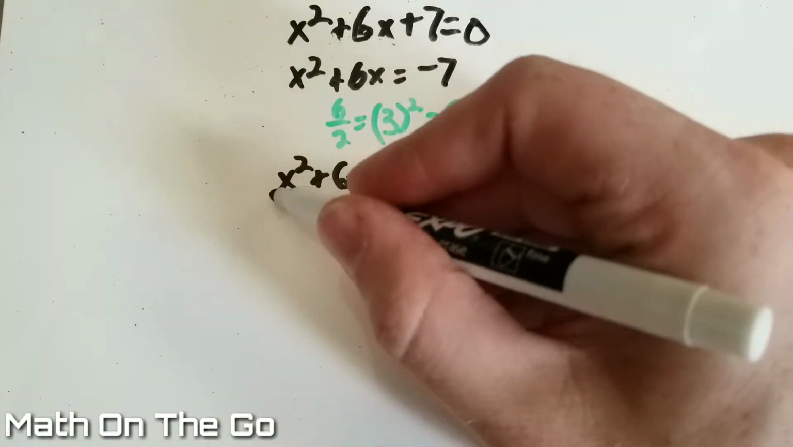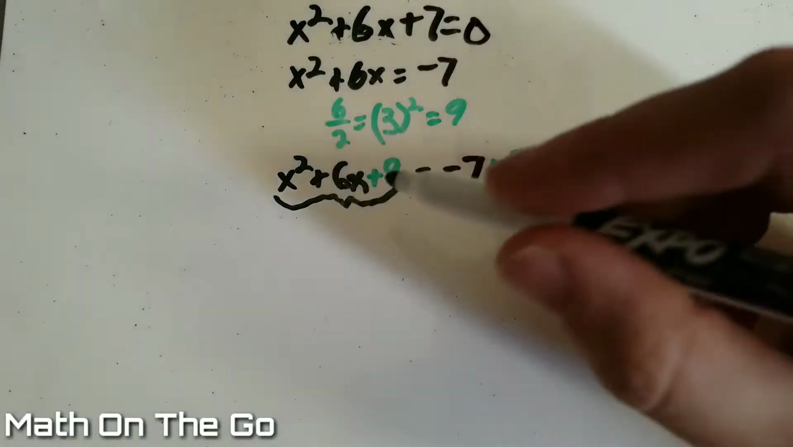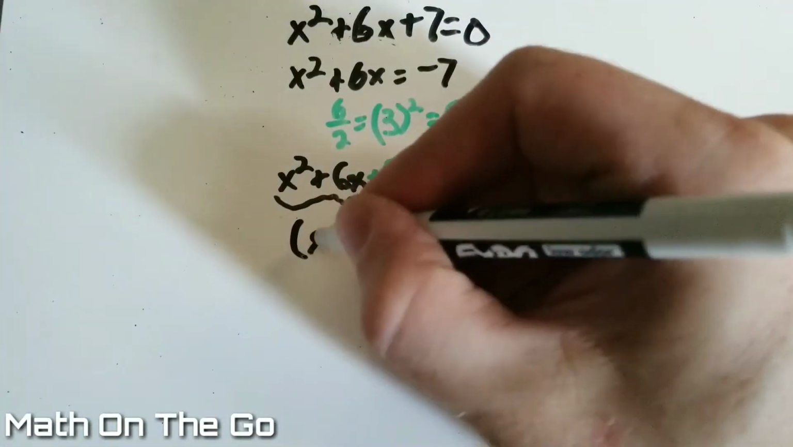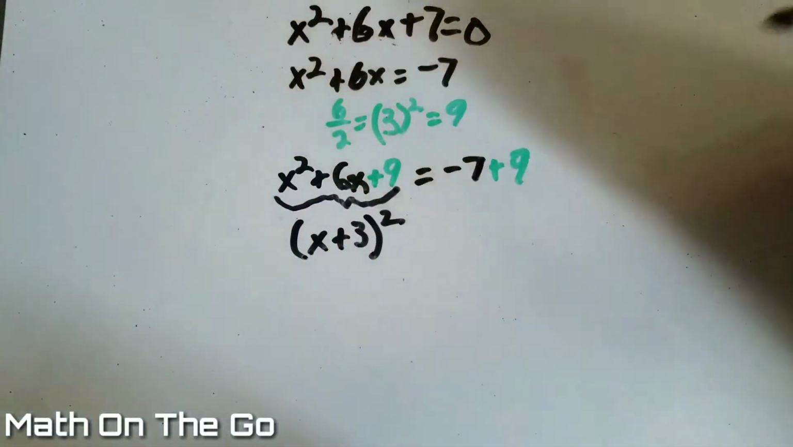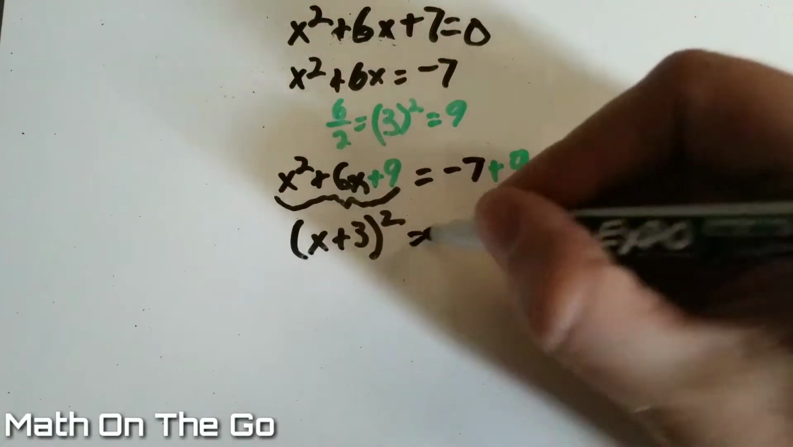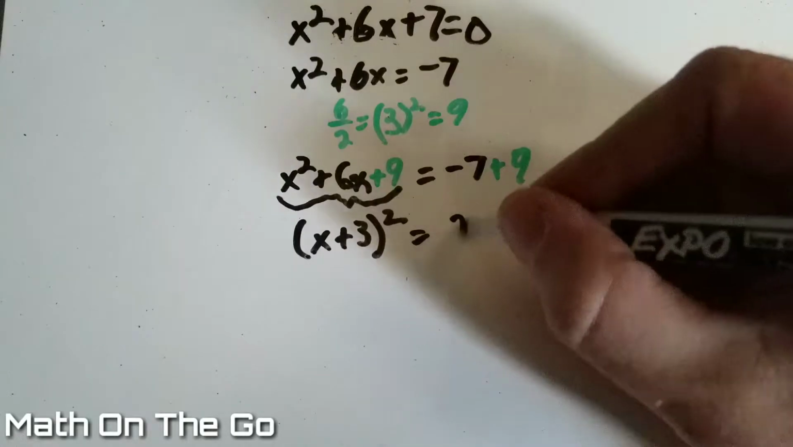Now what we're going to do is factor that. So if we were to factor that, we'd get x plus 3 times x plus 3. But what we're going to do is x plus 3 squared, since x plus 3 times x plus 3 is the same as x plus 3 squared. And then we're just going to add this, which gets us 2.